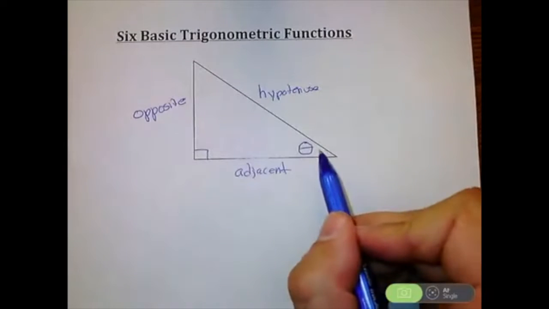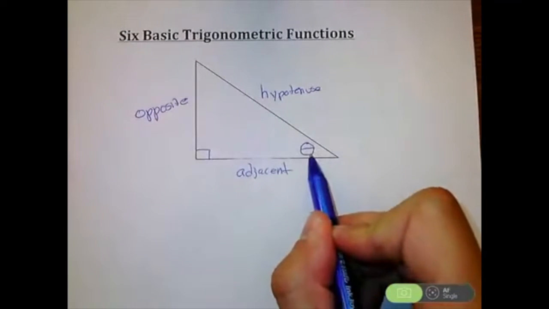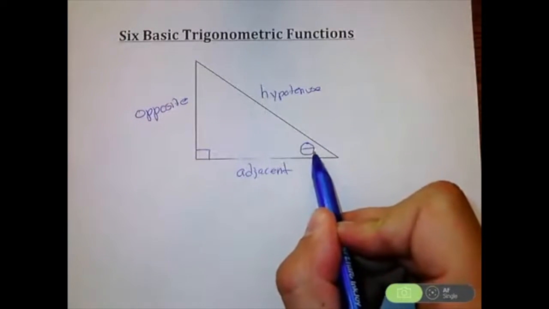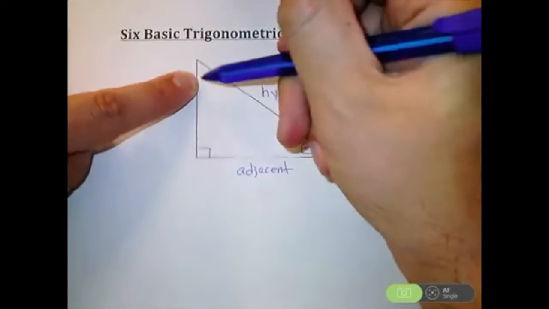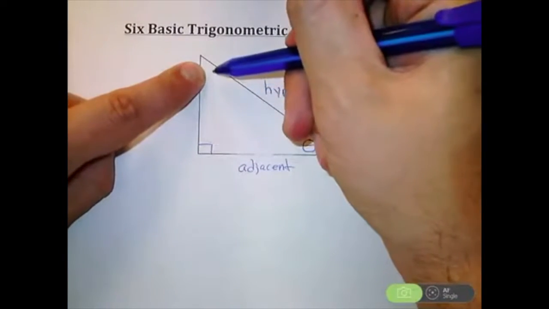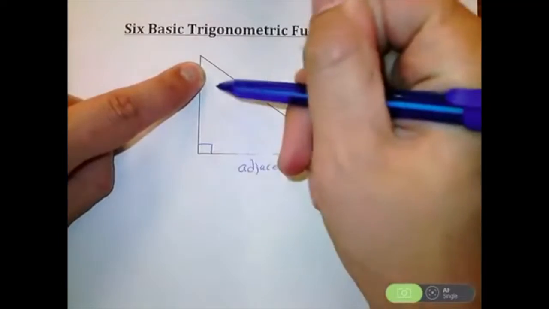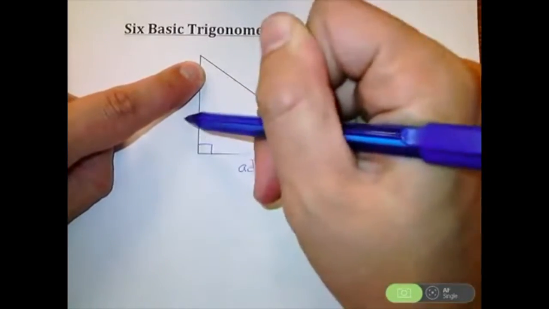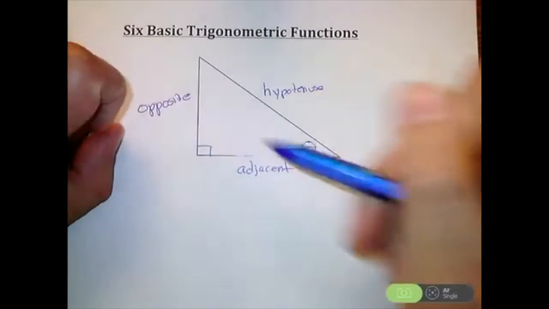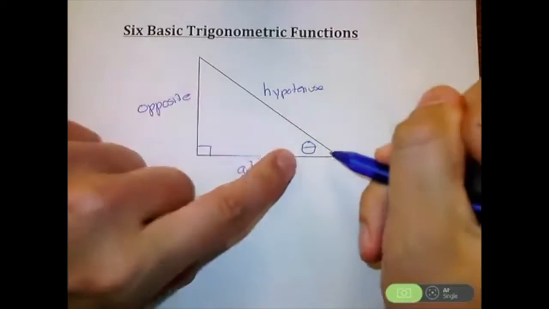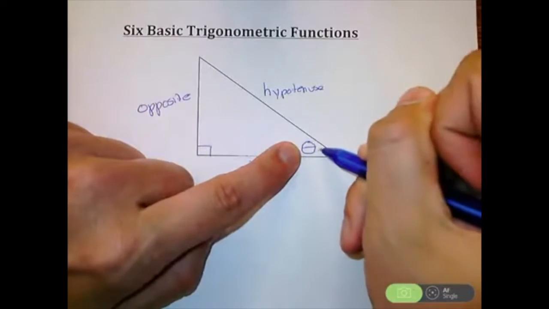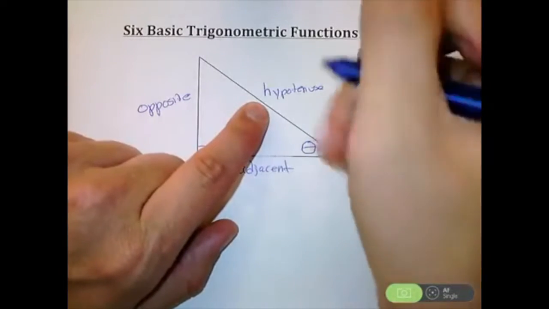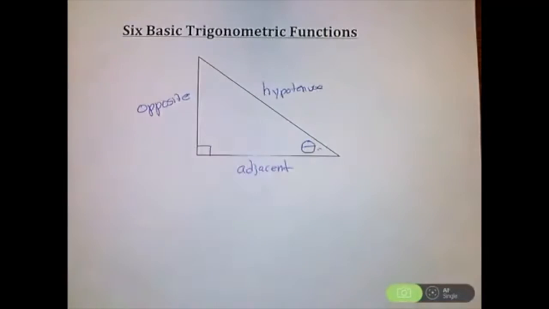Now, what I mentioned was that it's all relative to where theta is. If I would have moved theta up here and wrote it here, then the opposite side would now be down here, and the adjacent is this one right next to it. So the opposite and adjacent labels are all in reference to where theta is located. The hypotenuse is always going to stay the hypotenuse.